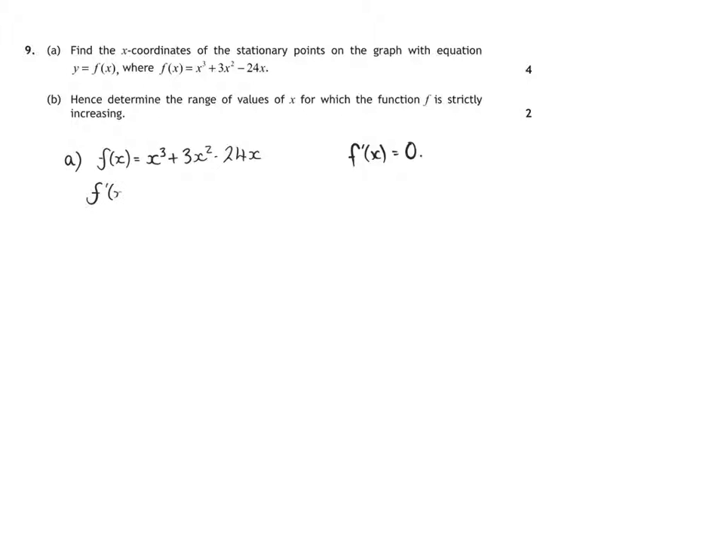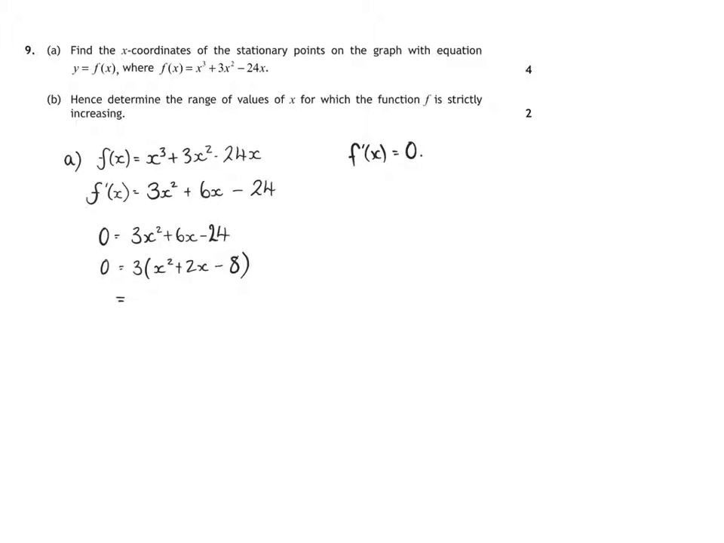So f dash of x equals, we bring down the power, which gives us 3, and then we subtract 1 from the power, so we get 3x squared. Bring down the power, 3 times 2 is 6. Subtract 1 from the power gives us just x. And then when we've got a term which is x and the power is just 1, then that becomes 1. So we get 24 times 1, so just 24. Okay, so we set this equal to 0. 0 equals 3x squared plus 6x minus 24. So we can take out a common factor of 3, so we get 3 times x squared plus 2x minus 8.